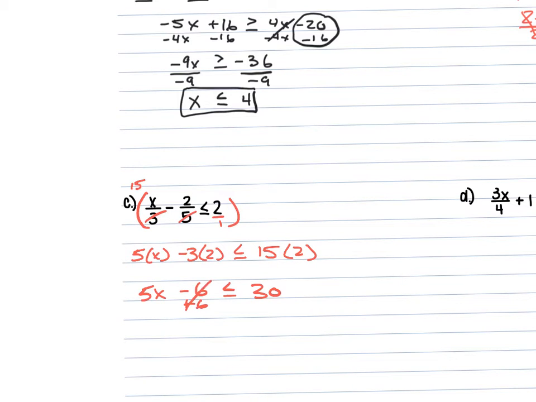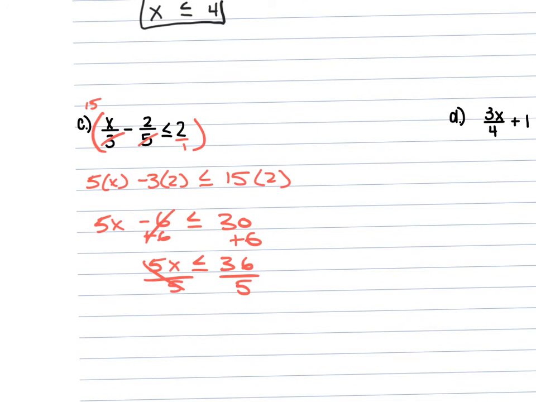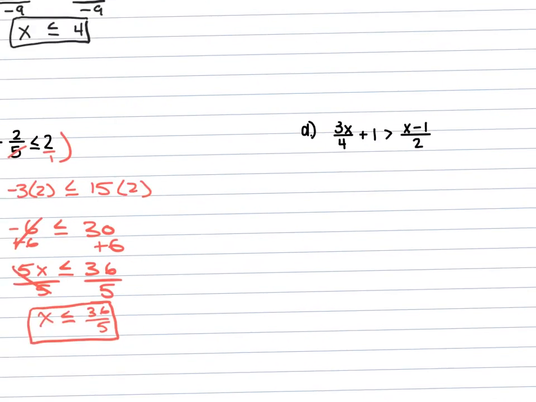I'm going to add 6 to both sides, and we get 5x is less than or equal to 36. Divide both sides by 5, and we get x is less than or equal to 36/5, which will not reduce. There is no common factor for 36 and 5, so we're just going to stop right there. Okay, last one for this page, and then we'll do some decimals.